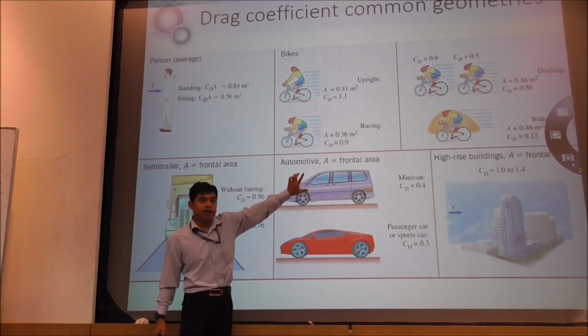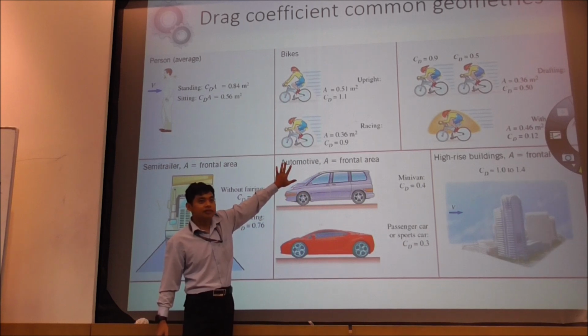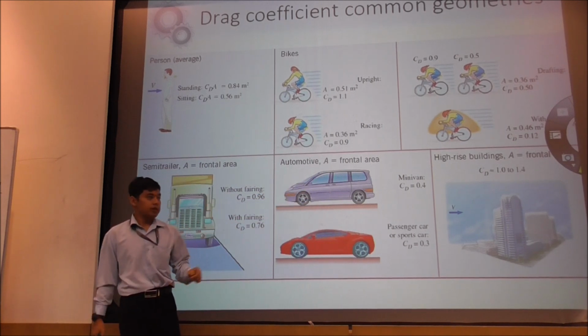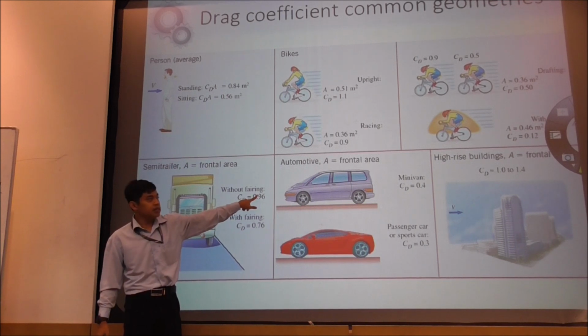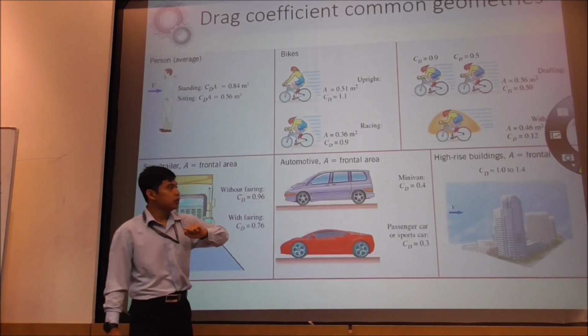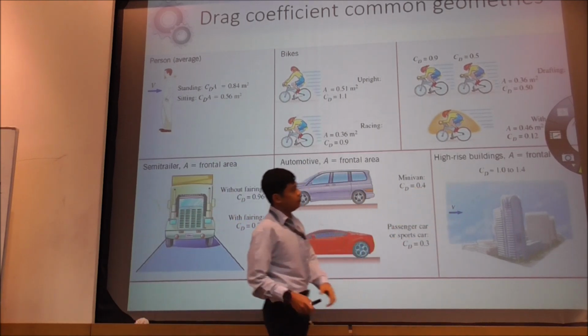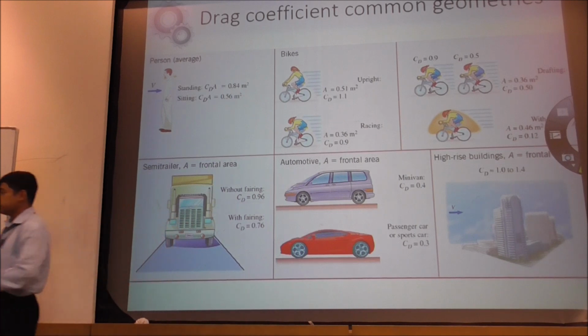If you have a minivan like me, you have a big family, right? You need to bring your parents, your grandparents, your auntie, your uncle, and all your nieces and nephews with you. And you have this, the CD will be 0.4. Still better than a bus, because bus and truck is mostly about 0.96, but minivan is 0.4. For a high-rise building, it depends. It can be 1 or 1.4, depending on the shape of your building.